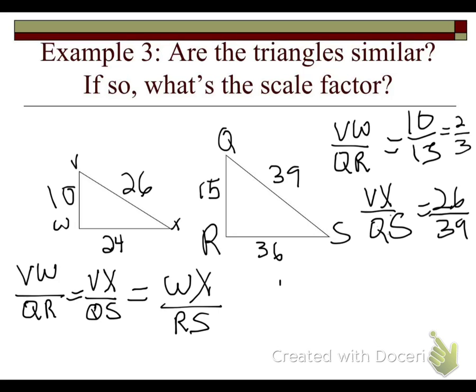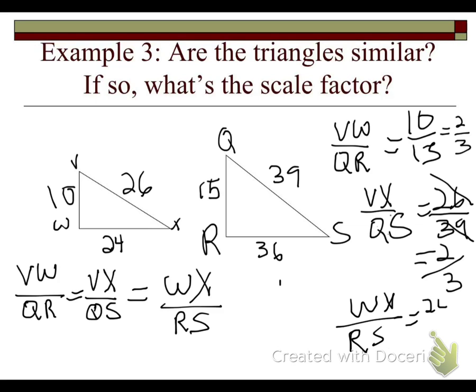Okay, what goes into both of those? 3, 6. So we know 3 can't go in because it's 26, not 27. But something else goes in. 4. 4 cannot go into 39 because it's not even. 13. So we see 13 goes into it. So 13 goes into 26 how many times? 2. 2 goes into 39 how many times? 3. Okay, and our last one is WX over RS, which you just told me is 24 over 36.